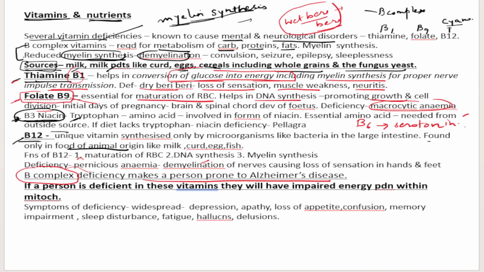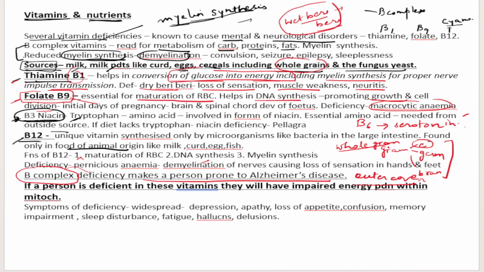Now we just saw that whole grains are a source of vitamin B complex. What are whole grains? Whole grains include the grain, and the grain has got 3 components: an endosperm, a germ, and a bran. Normally when we eat grains, we eat only the endosperm. But when we eat the germ and the bran along with the endosperm, then it becomes a whole grain.